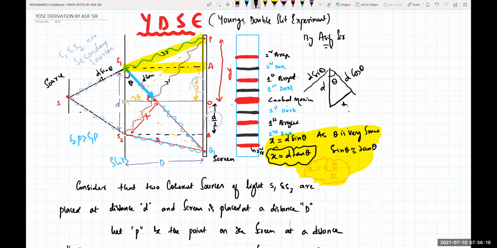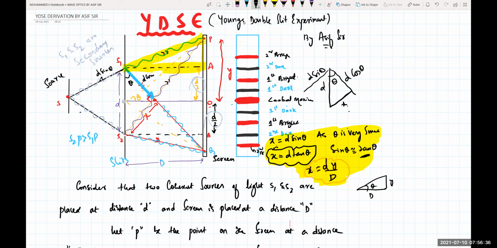As theta is very, very small, sin theta will be equal to tan theta. So X is equal to D into tan theta. The value of tan theta from the given figure: this is your theta, this is your Y, and this is your D. So tan theta is equal to how much? Y by D. So X is d into Y divided by capital D.